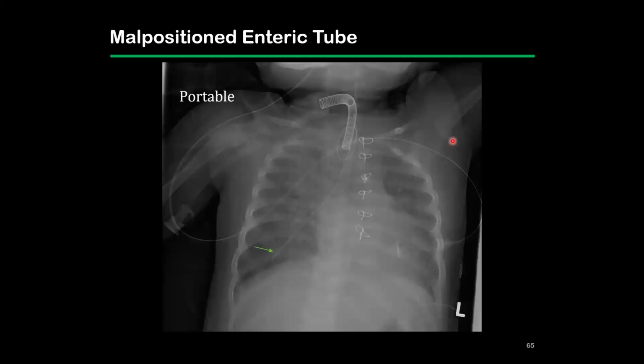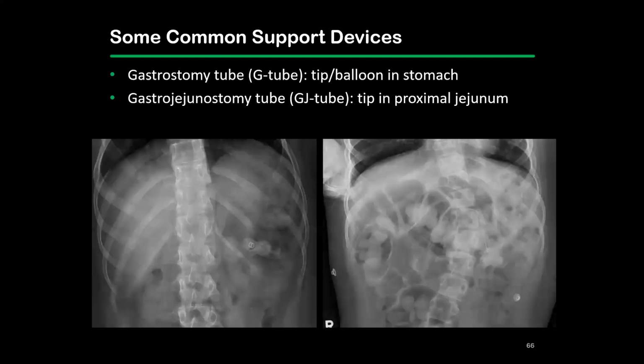Sometimes they may get malpositioned. So instead of going into the esophagus, enteric tubes may end up in the trachea. This one has the tip overlying the right lung. So this is taking an abnormal course for the feeding tube. Instead they've gotten it into the trachea and the right lower lobe bronchi. So that needs to be pulled back and repositioned before they feed them.